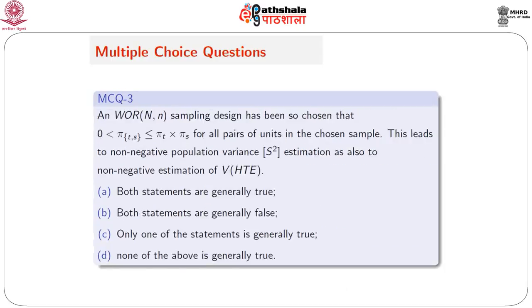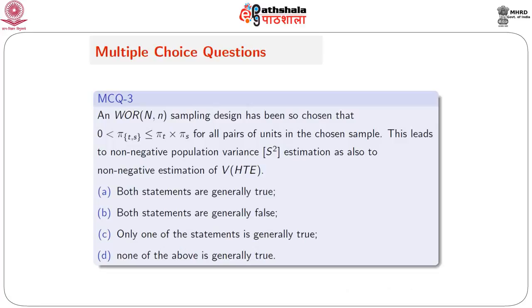Next one. A without replacement sampling design has been so chosen that 0 less than pi ts less than or equal to pi t times pi s for all pairs of units in a chosen sample. This leads to non-negative population variance, capital S squared, estimation, and also to non-negative estimation of the variance of the Horvitz-Thompson estimator. Both statements are generally true, both are generally false, only one of the statements is generally true, none of the above is true.